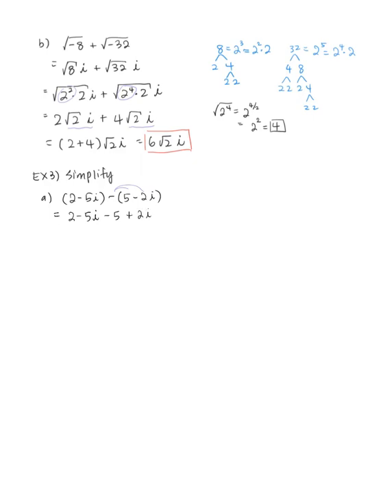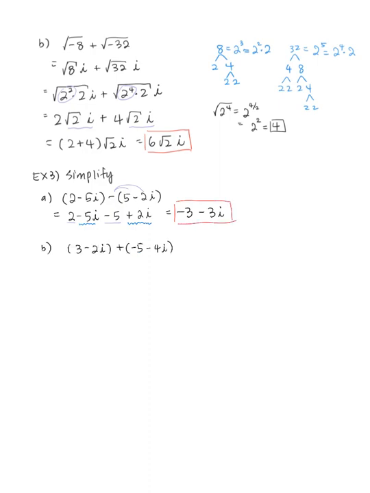Alright, so from here, all you have to do is combine the real parts and the imaginary parts together. So the real part is 2 minus 5. So that will be negative 3. And the imaginary part is negative 5i plus 2i, which gives us negative 3i. So that's going to be our answer. Let's just do another one.